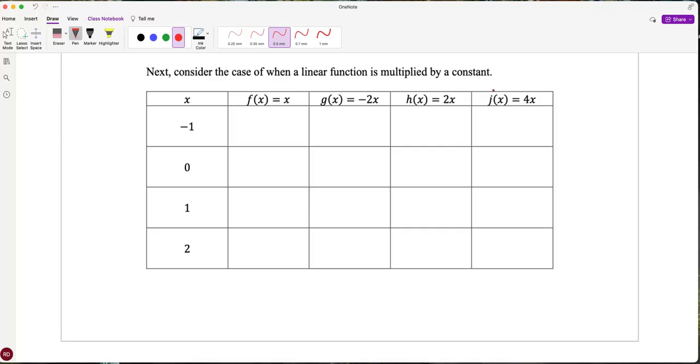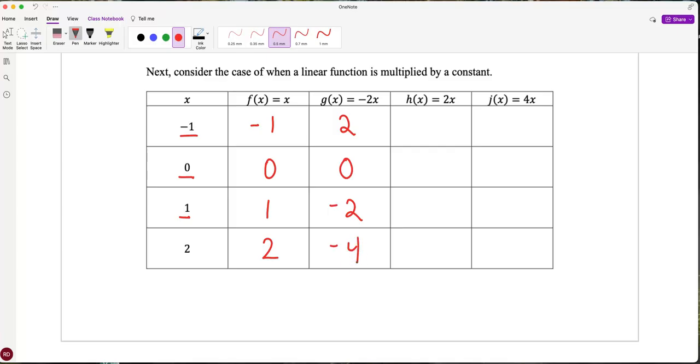Okay. Now the other thing I can do with lines is I can multiply them by a constant. So f of x equals x. So when you plug in a -1, you get a -1. So you plug in all of these numbers, you get the same values. Now what if g of x is -2x? So here's your x. -1 times -2 is 2. Plug in a 0. -2 times 0 is 0. Plug in a 1. -2 times 1 is -2. Plug in a 2, you get -4.